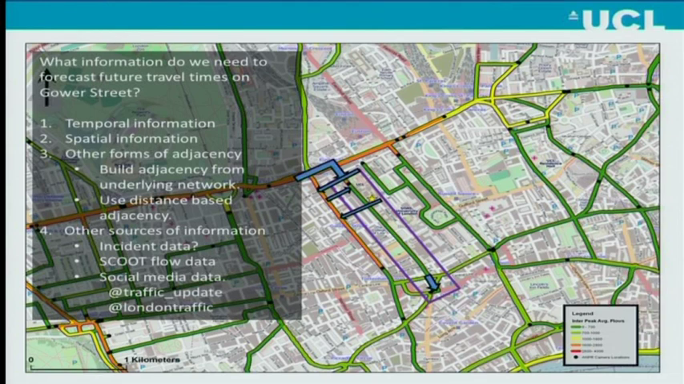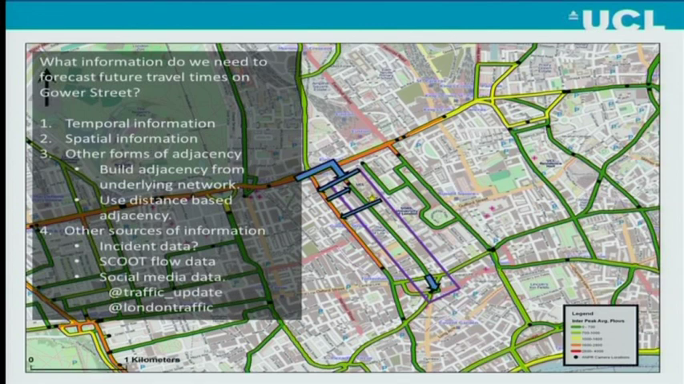You can't use a physics-based model that you would use on a highway, where you would say traffic comes in this end of a link and leaves the other end, so you know exactly what's going to happen. So the thing to do next is to use other forms of adjacency. This is future work, but there's an underlying network here, the ITN network, which you can get from Ordnance Survey. So we can build the adjacencies between these links. You might now find that Tottenham Court Road here is actually related to Gower Street here, even though in our network representation it's not.